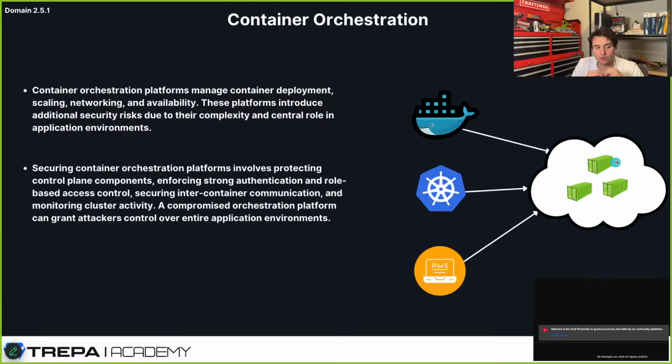Okay, then container orchestration. Container orchestration platforms manage container deployment, scaling, networking, and availability. These platforms introduce additional security risks due to their complexity and central role in application environments. What we're saying here is that if we're managing containers using Kubernetes, and this Kubernetes orchestration tool has access to our Docker containers directly and access to our cloud platform, which we're using as our compute and storage to deploy these containers, if this gets exposed, what else is exposed?